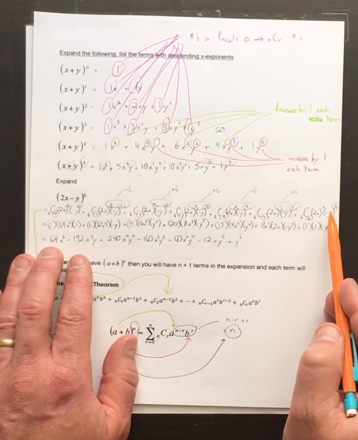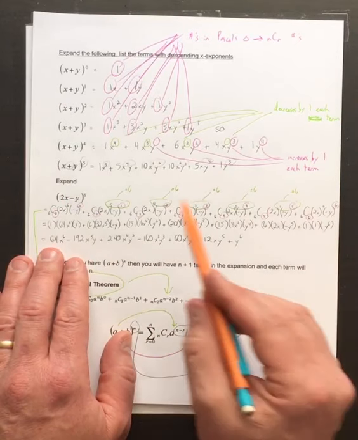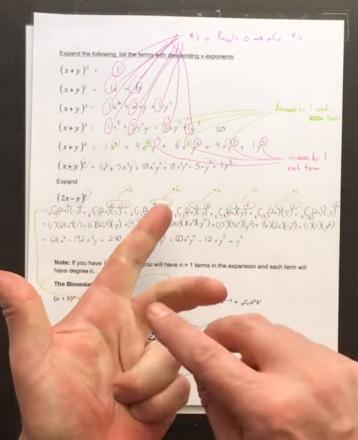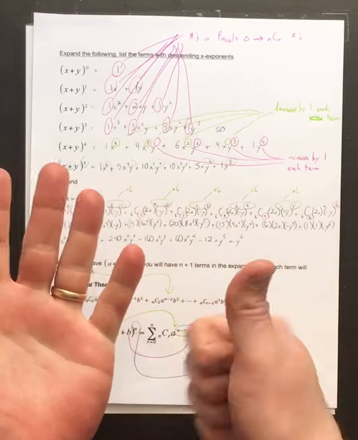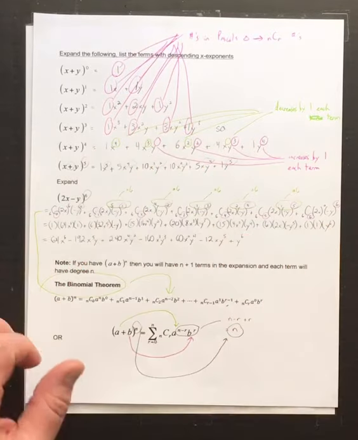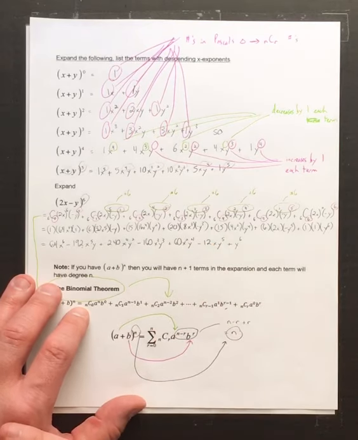and 6. There's going to be 1, 2, 3, 4, 5, 6, 7 terms, even though this is 6, because we go 6 choose 0, 6 choose 1, 6 choose 2, 6 choose 3, 6 choose 4, 6 choose 5, 6 choose 6. So there's my 7. It's because of the 6 choose 0 that it really does that. So we have 1, 2, 3, 4, 5, 6, 7 terms.